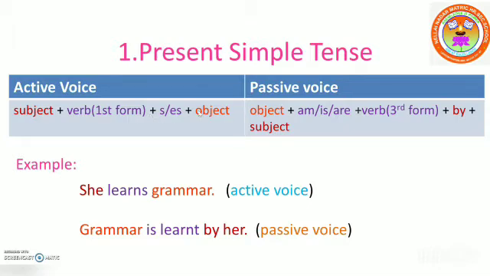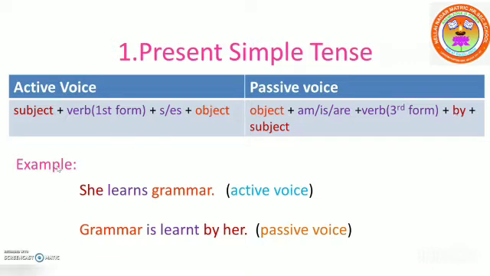This structure can be translated into passive voice without changing the tense. Look at the structure. Object. We begin the sentence with object, and followed by the object, we should use any of these be verbs: am, is, are. According to the number of the subject, we should use any of these be verbs. Then we use the main verb in third form. Then we add by and then the subject.